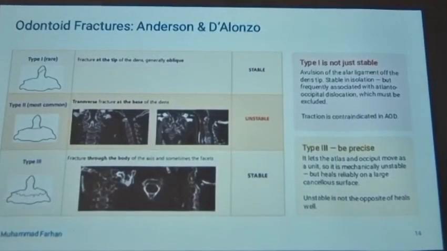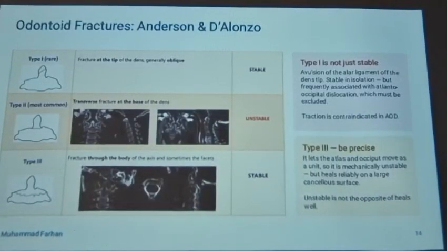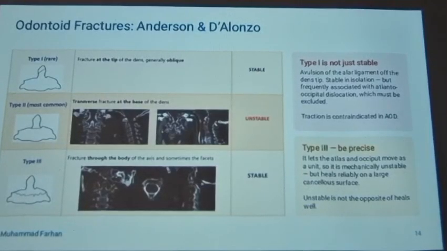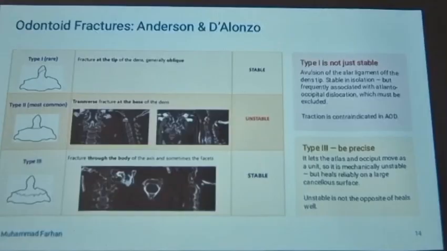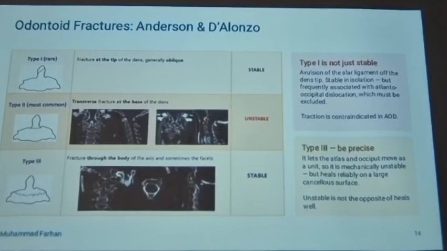Then in the odontoid fractures, as we can see in the Anderson and D'Alonzo classification, there is type 1, which is usually the tip fracture, type 2, which is the dens fracture at the base, and type 3, in which the body is fractured along with the dens process. So in all these types, the treatment will be different. In type 1, usually these are stable.